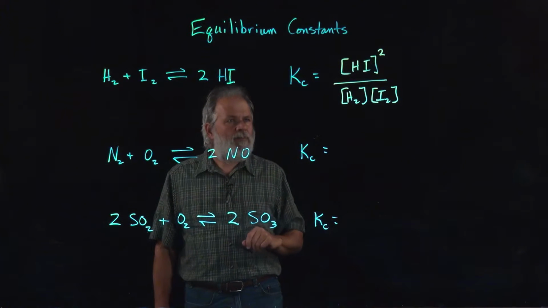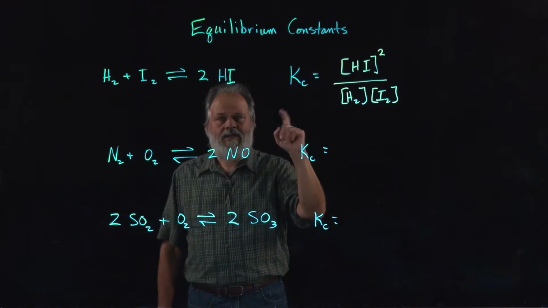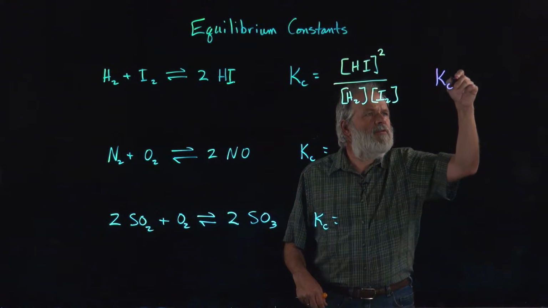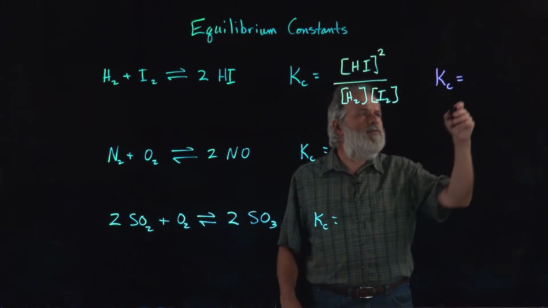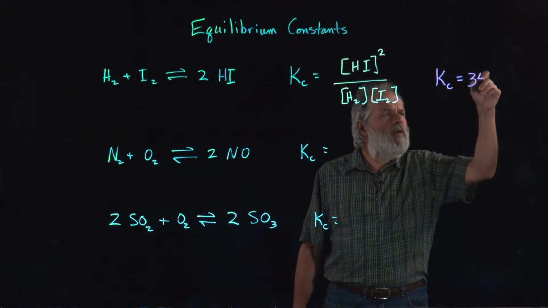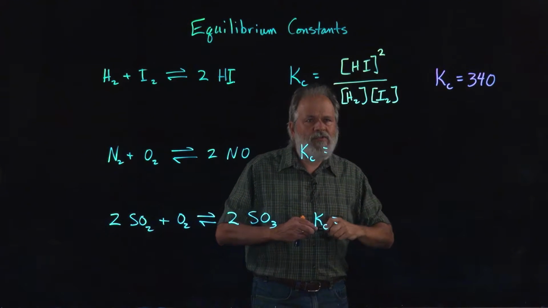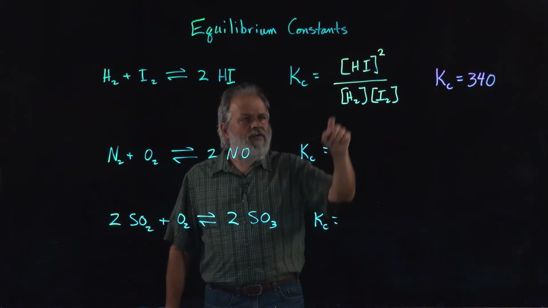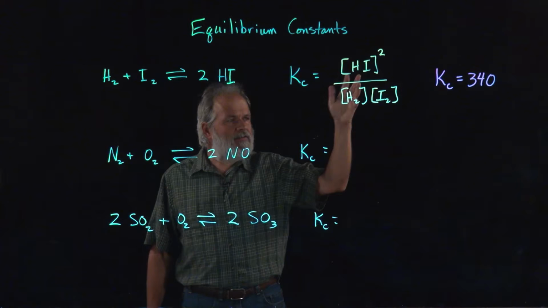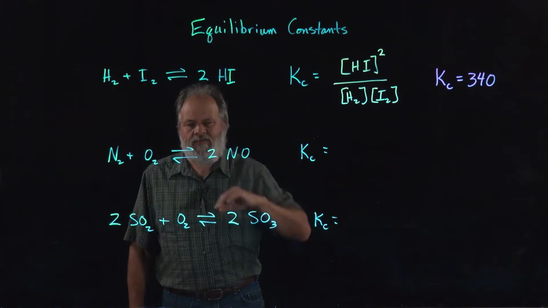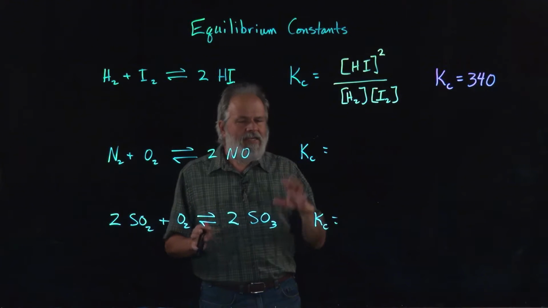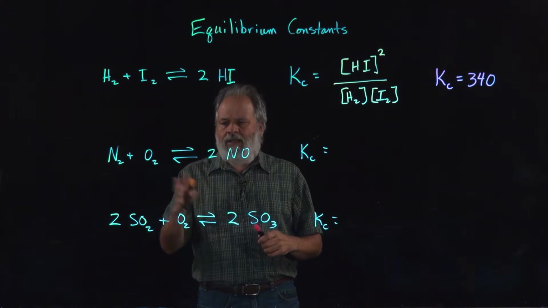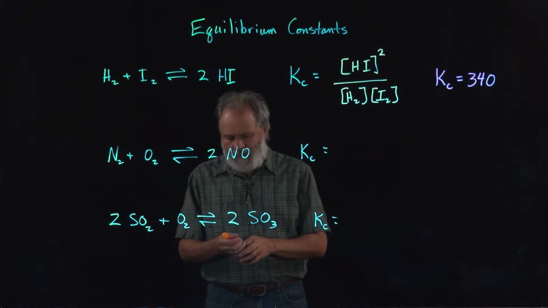Okay, so for example, if Kc for this reaction at a certain temperature, you can measure the concentrations of HI, H2 and I2 in molar. It might be 340. Okay, so that number is larger than 1, which means the numerator is larger than the denominator. And if the numerator is a larger factor than the denominator, then that means in some sense there's more product than there is reactant. So any K larger than 1, we call it product favored.